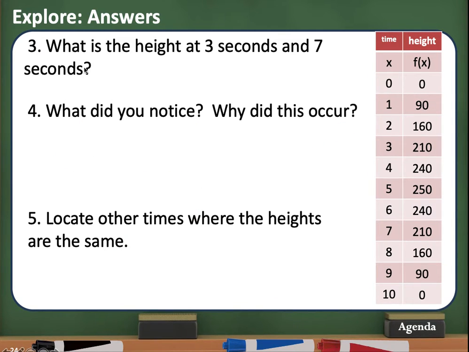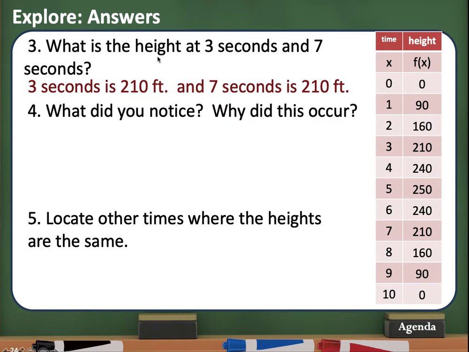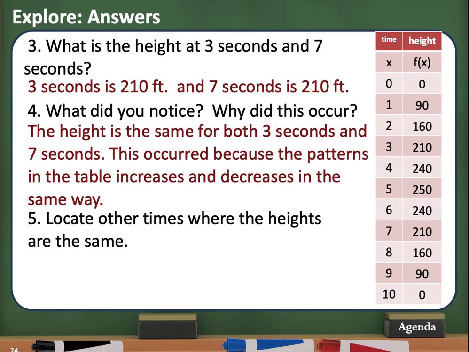And this is just to reiterate some of the key features. What's the height at 3 seconds and 7 seconds? You should notice that at 3 seconds it's 210, and at 7 seconds it's 210. What did you notice? Well, that they're the same. Why did this occur? This occurred because the pattern in the table increased and decreased in the same way. And if you just visualize a roller coaster, everybody, right? It goes up, and the way gravity works, it has to pull it down. So there'll always be a height that repeats on the other side.